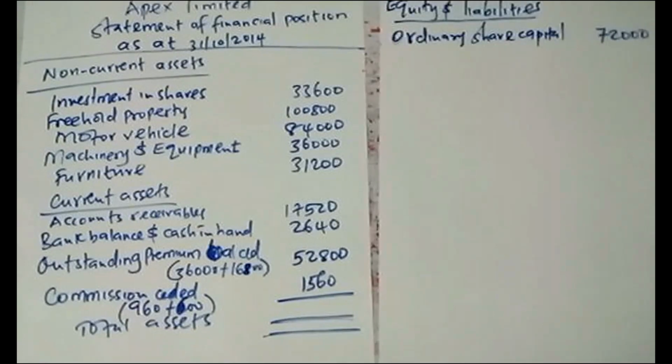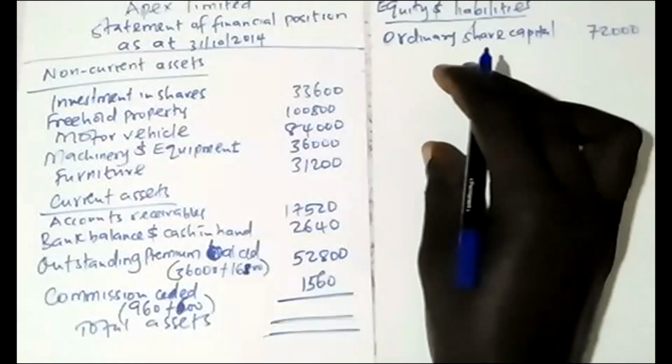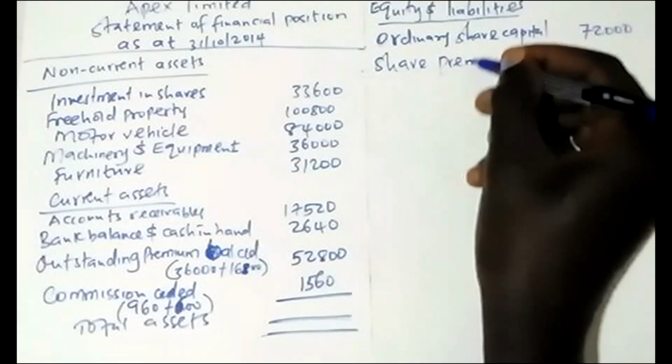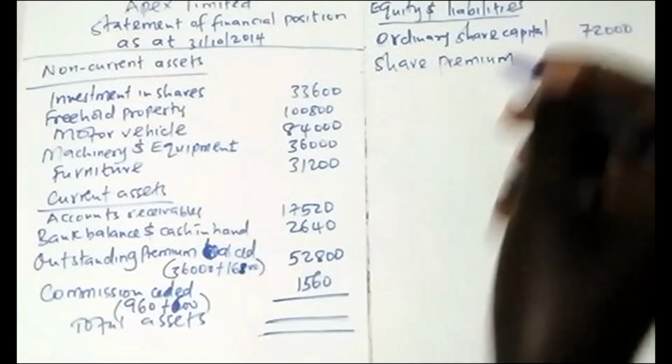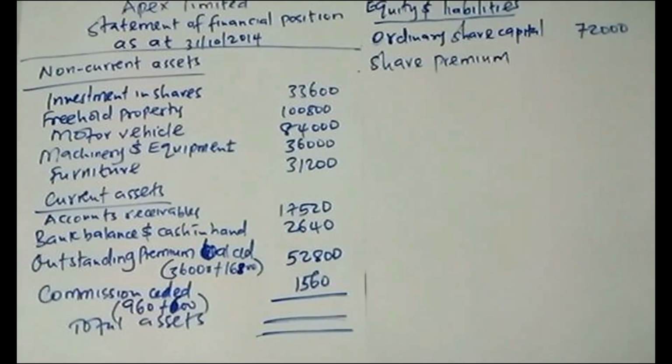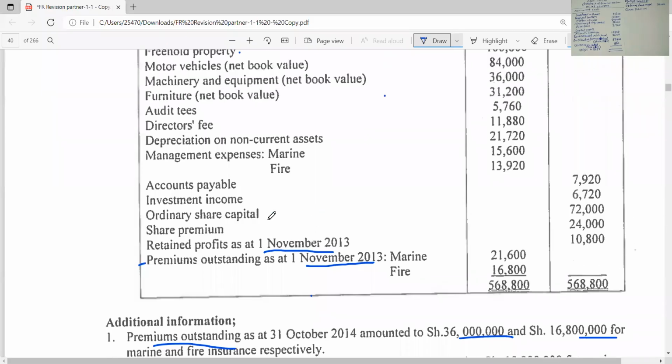Then another capital you can have, there was a share premium. This one is from the question. The share premium is from the question. It's not my figures. It's the examiner's figures. So you can see ordinary share capital is that, and share premium is that. So this is 72, this is 24.